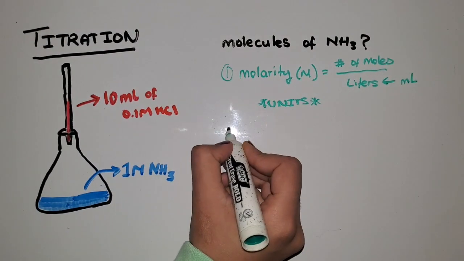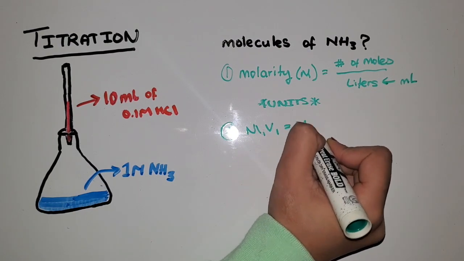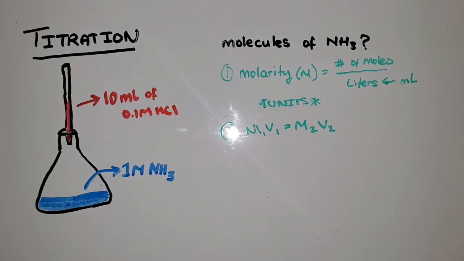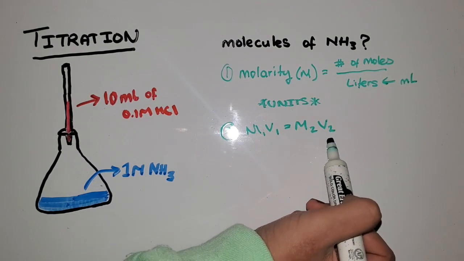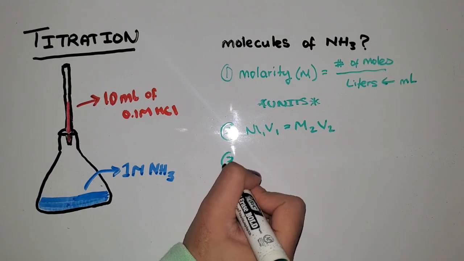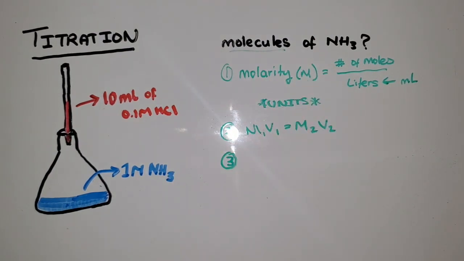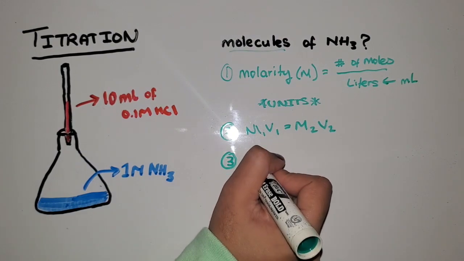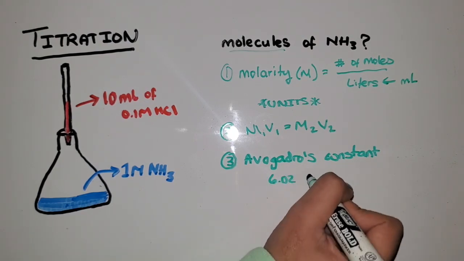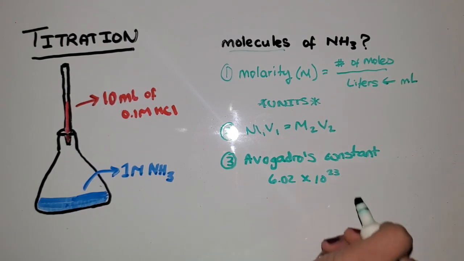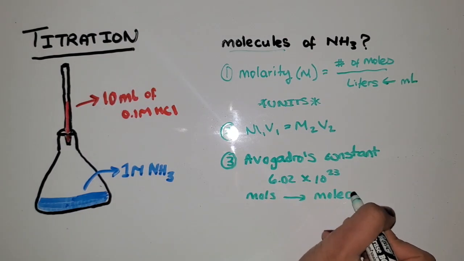Now, the second equation that you need to be familiar with is M1V1 equals M2 times V2. So we'll have three of the variables and we'll be solving for the fourth one. Now, the third thing is key in order to be able to solve for the molecules of ammonia. And for that, you need Avogadro's constant, and that is 6.02 times 10 to the 23rd. So you have to be able to convert from moles to molecules.